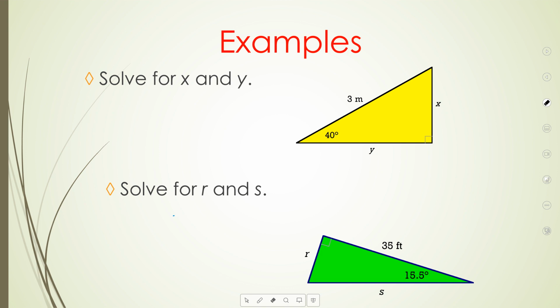You got 9.7 for R? Yeah. Good. 9.7 for R? Yep. Beautiful.